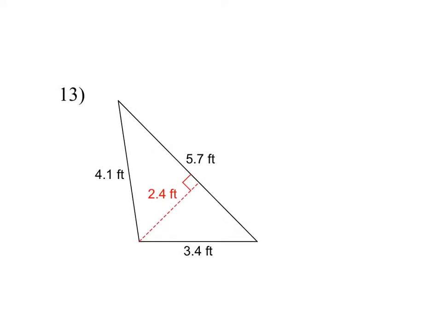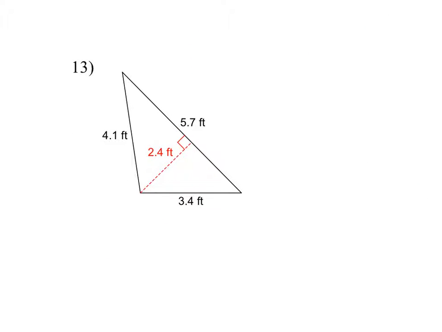But I will point out, let's take a look at number 13. For our base and our height on this one, we'll use the same formula. Area equals base times height divided by 2. Our base and our height, you've got to look at where that 90-degree angle is. So they have it right here. These two numbers that are attached to that 90-degree angle have to be our base and our height.